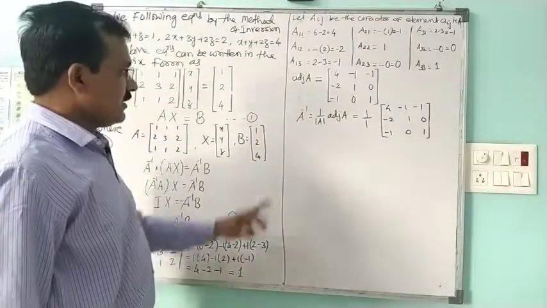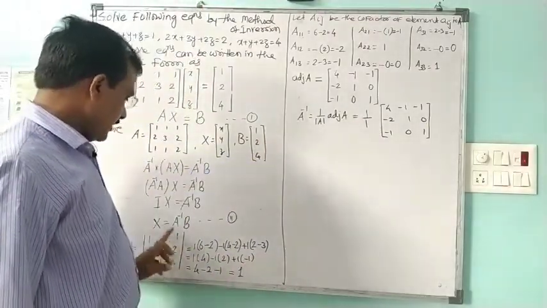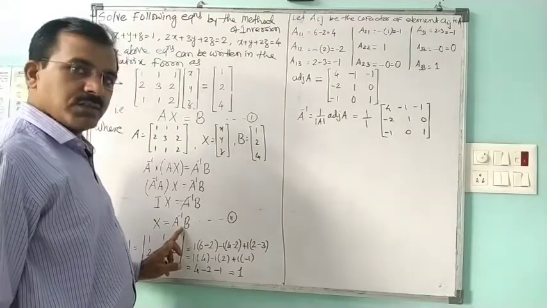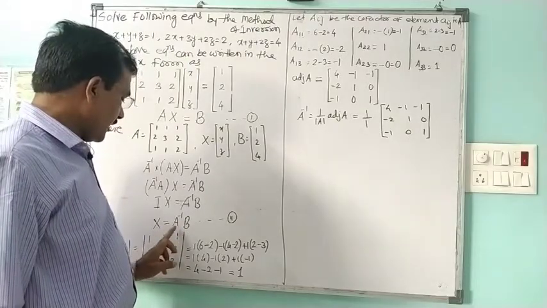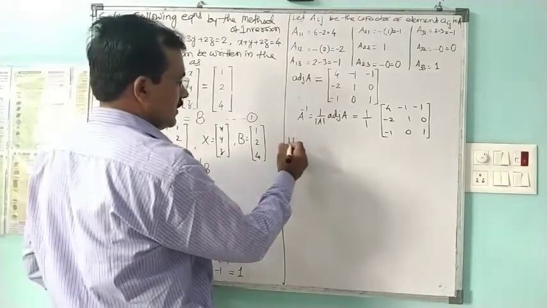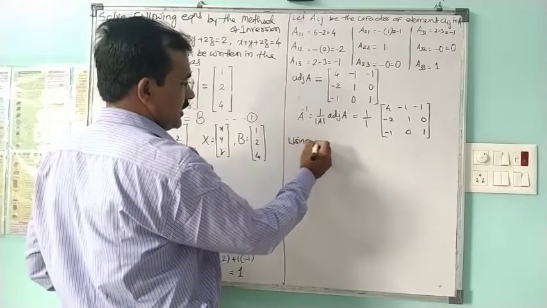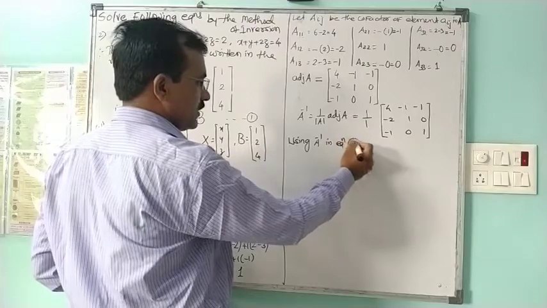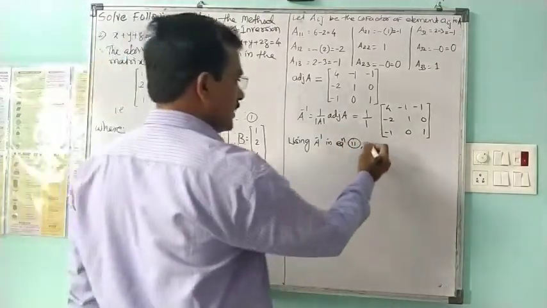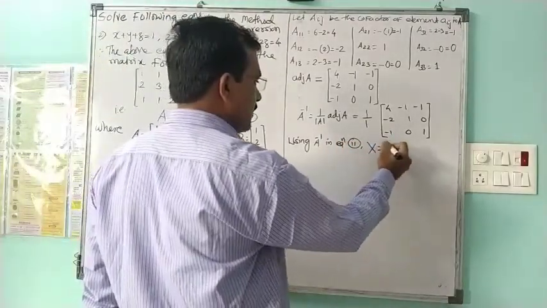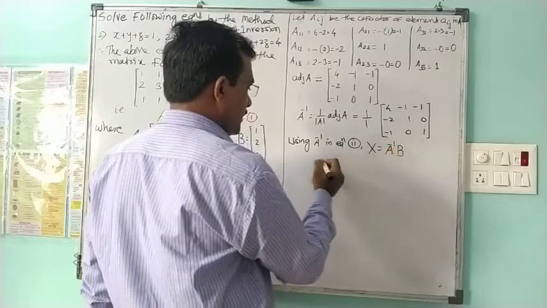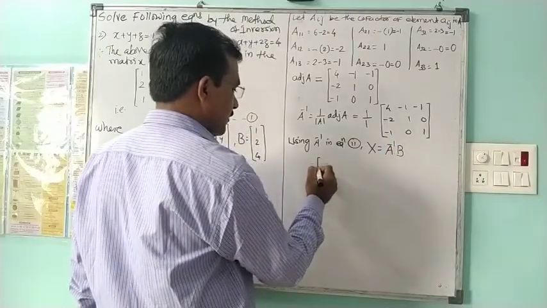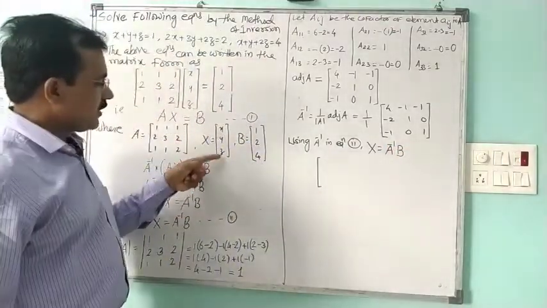So we are using A inverse in equation number 2, to get the value of capital X. What is equation 2? That equation is X is equal to A inverse into B. So this X is a matrix of variables.